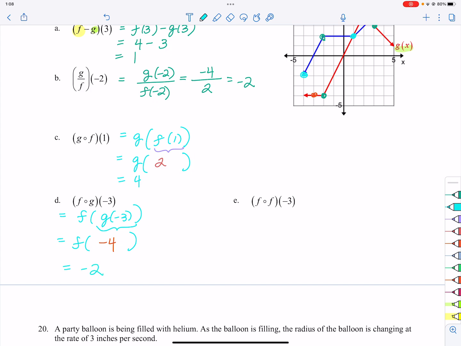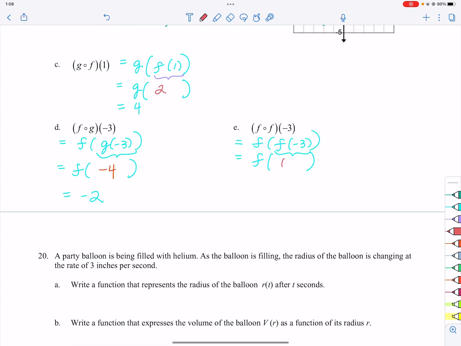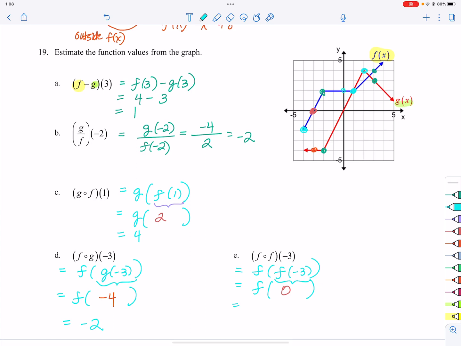And our last one, we have a function composed with itself, but what's the good news? We're not going to change our formula. We're going to first find what f of negative 3 is. And going to the graph, f is the blue function, and f of negative 3 is 0. And so now we're going to go find f of 0, and that's equal to 2.